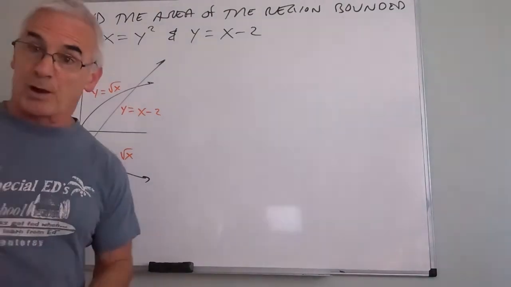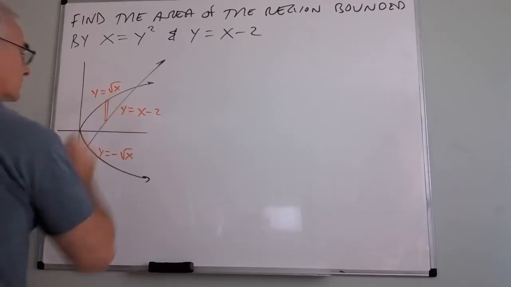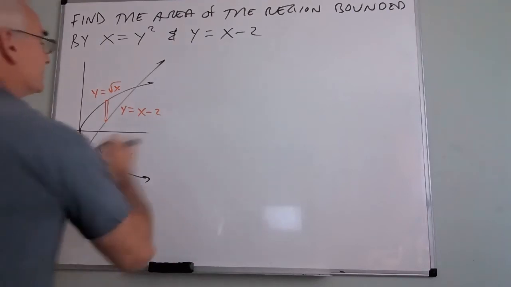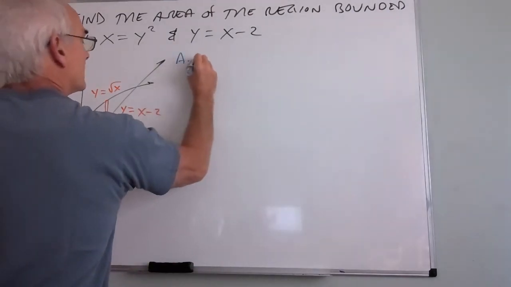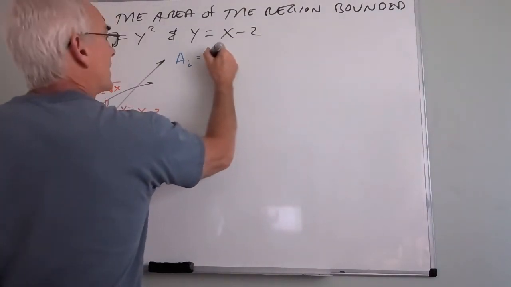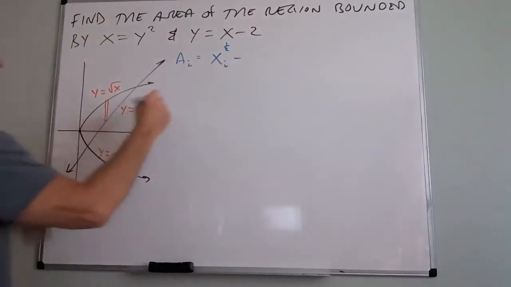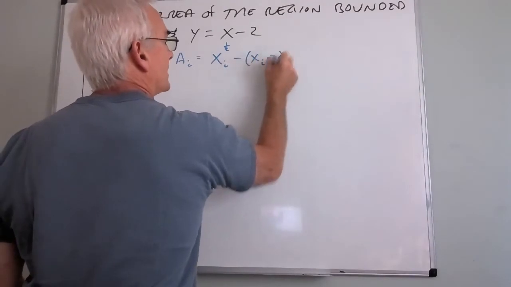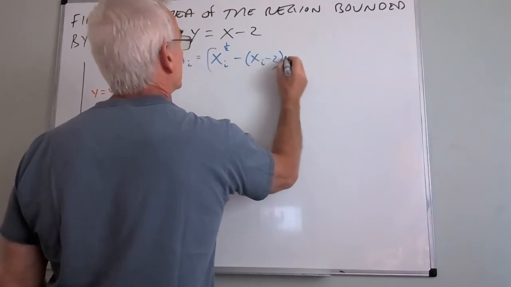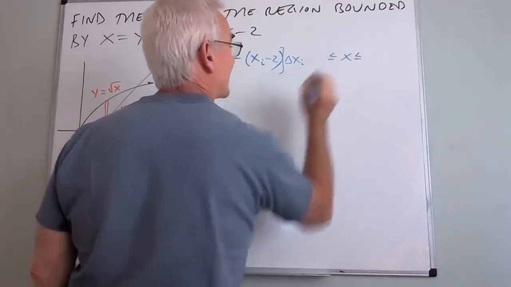Now, let's set this problem up. So when I do my vertical rectangle, we'll call that the ith area. It's going to be top curve minus bottom curve. We'll use x to the 1/2 power, that's easier. So xi to the 1/2 minus (xi minus 2). I do need those parentheses there. That was ugly. Delta xi. And then, of course, what is x ranging from?